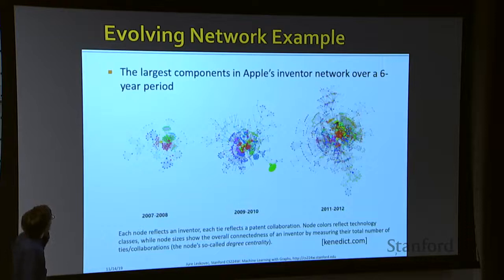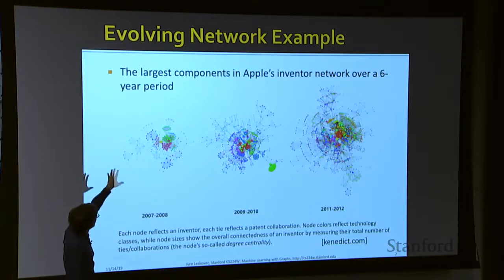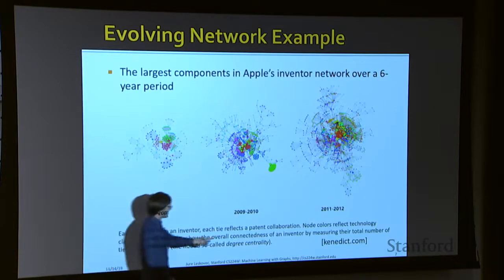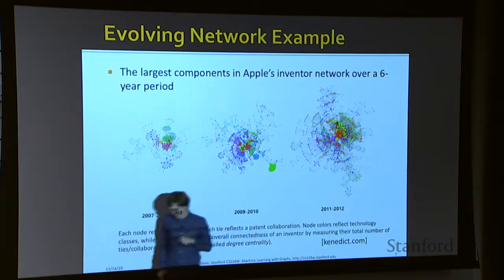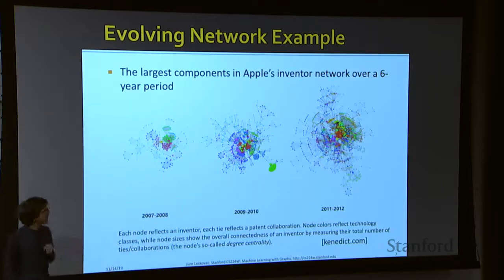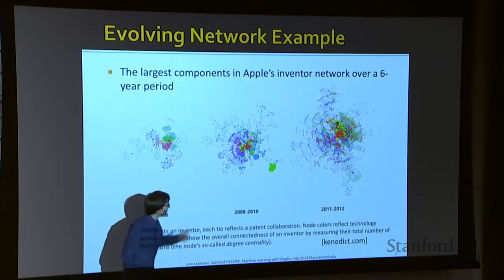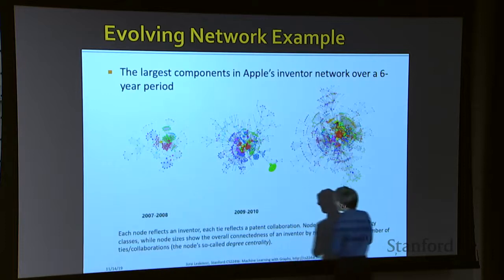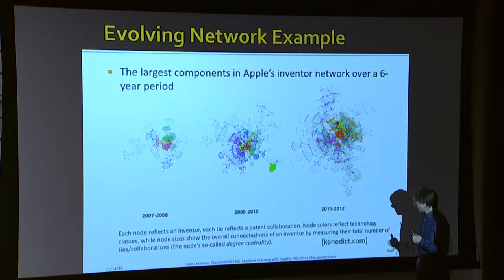These are the components of Apple's inventor network over a 6-year period. So basically, ties here correspond to people co-writing a patent together. And these are, let's say, all the people from Apple who have published patents. And this is the temporal component. And you can see how the network is growing, getting bigger, right?